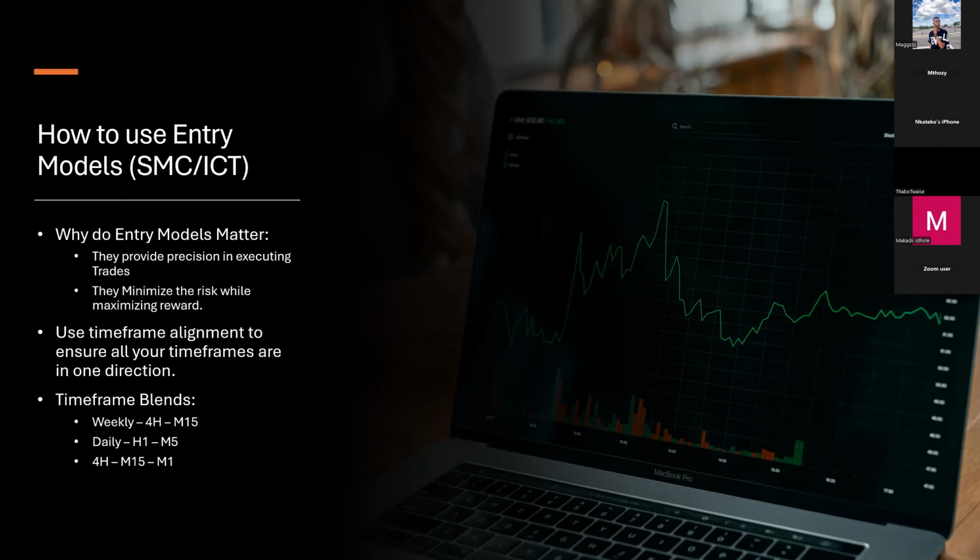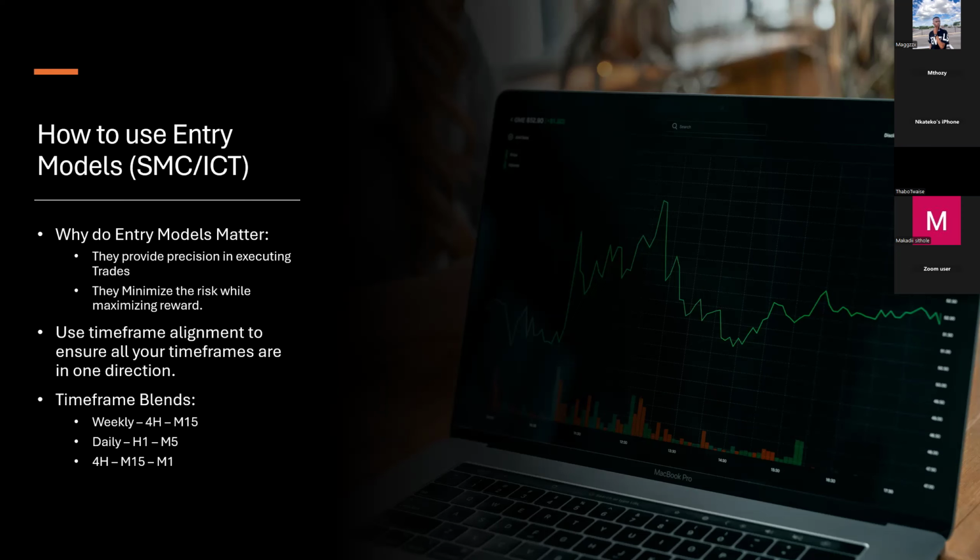This allows you to hit those very high risk to reward trades because your stop loss is small and your take profit is high. Now, you must use this time frame alignment written below to ensure that all of your time frames are in one direction. Here, these blends are the weekly, the 4-hour, and the 15-minute. You can also use the daily, the 1-hour, and the 5, which is for your intraday traders. Then you can use the 4-hour, the 15, and the 1-minute, which is for your scalpers.